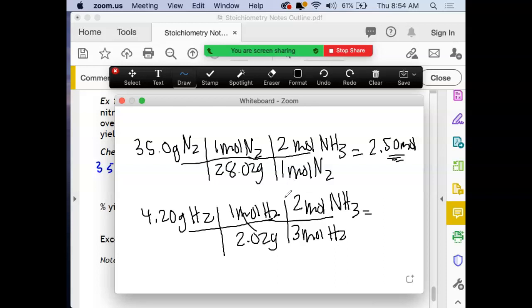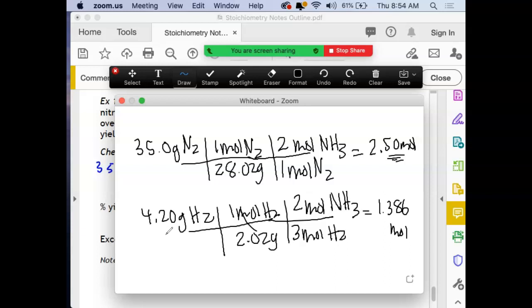So if you feel more comfortable and you understand this better, I'm totally fine if you do this way. So 4.2 divided by 2.02 divided by 3 times 2. This number comes out to be 1.386 something moles. This number is smaller, so this is my limiting. Both methods work.